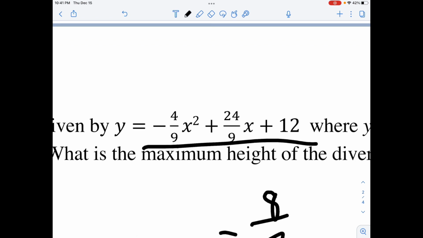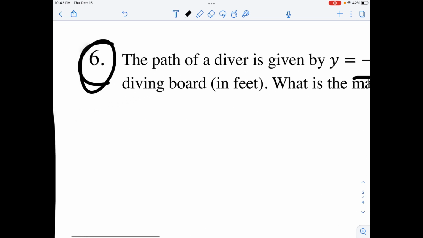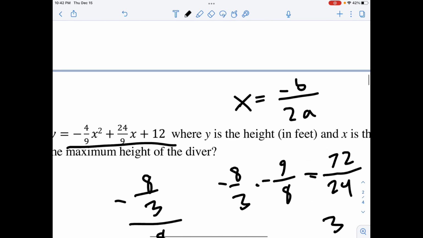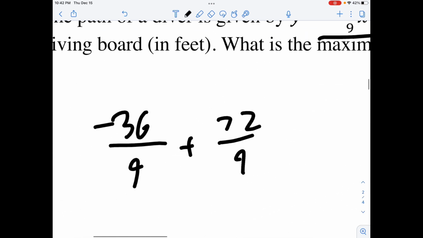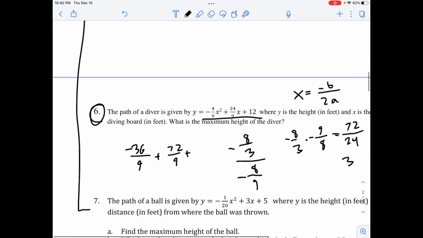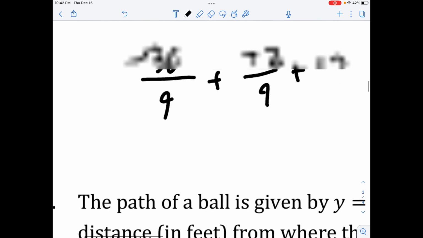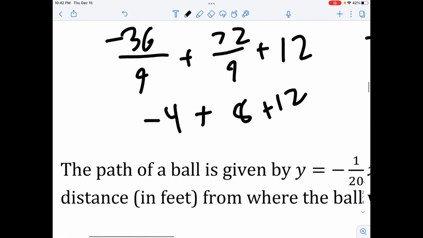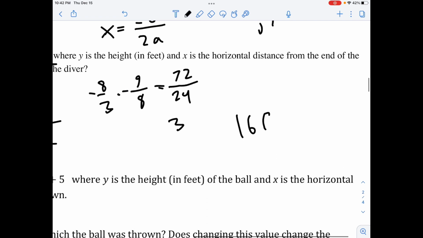To find our maximum height, which is our y, we just need to input the values now. So simply we would go, 3 squared is 9, so we go negative 36 over 9 plus 3 times 24 is 72, so we do 72 over 9 plus 12. So this is 8, this is 12, and then this is negative 4. So 4 plus 12 is 16. And 16 is our maximum height of this diver, so we'll do 16 feet.